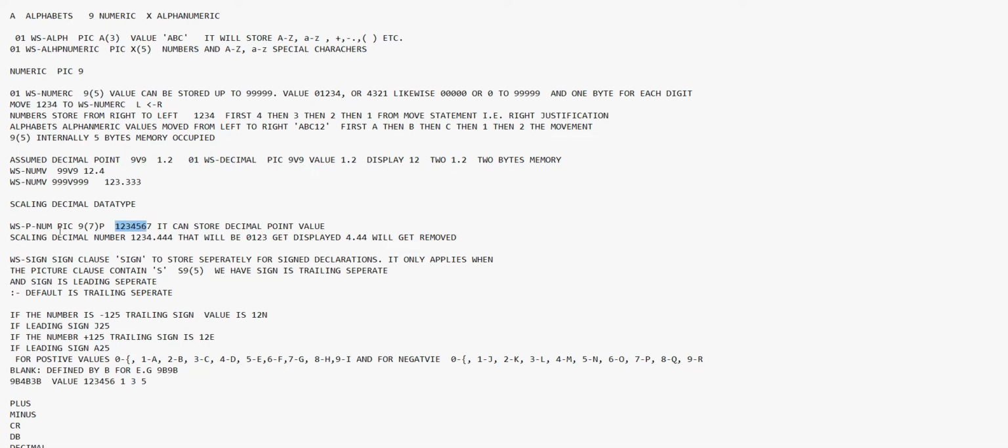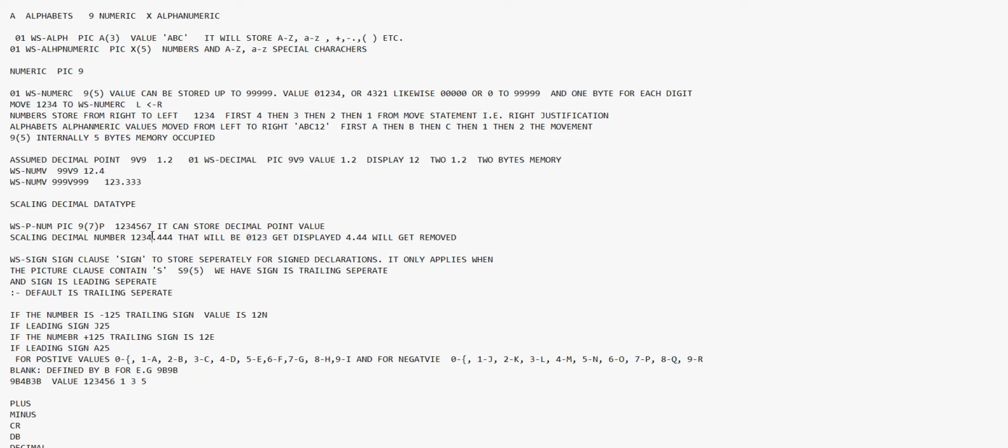Why? The scaling decimal number will scale the whole number. That means, for example, we have here 1234.444, and when you display the value, it will display 0123.